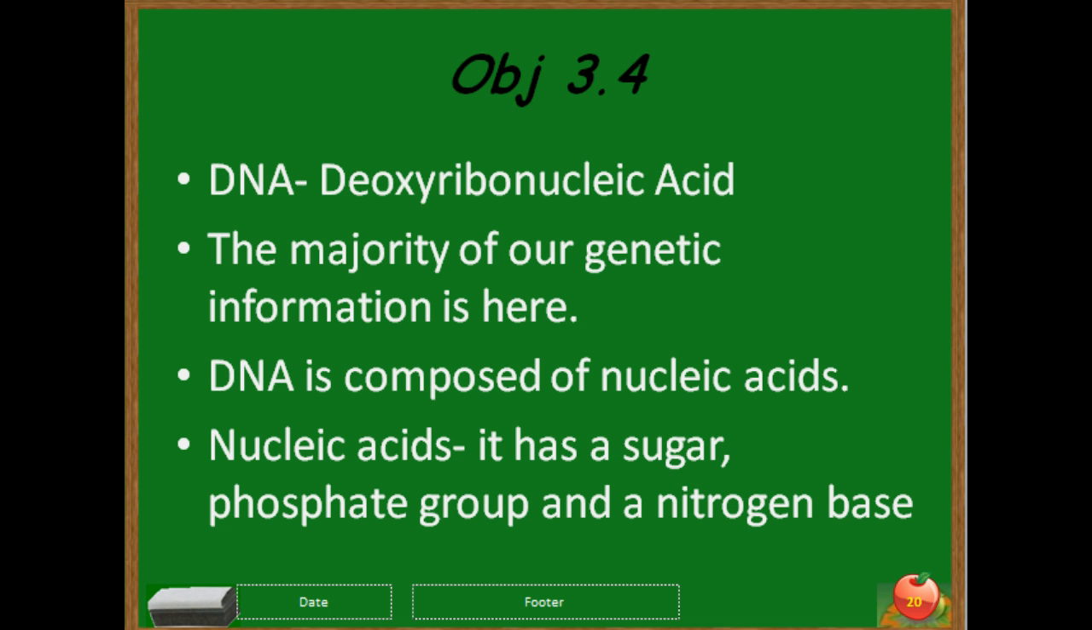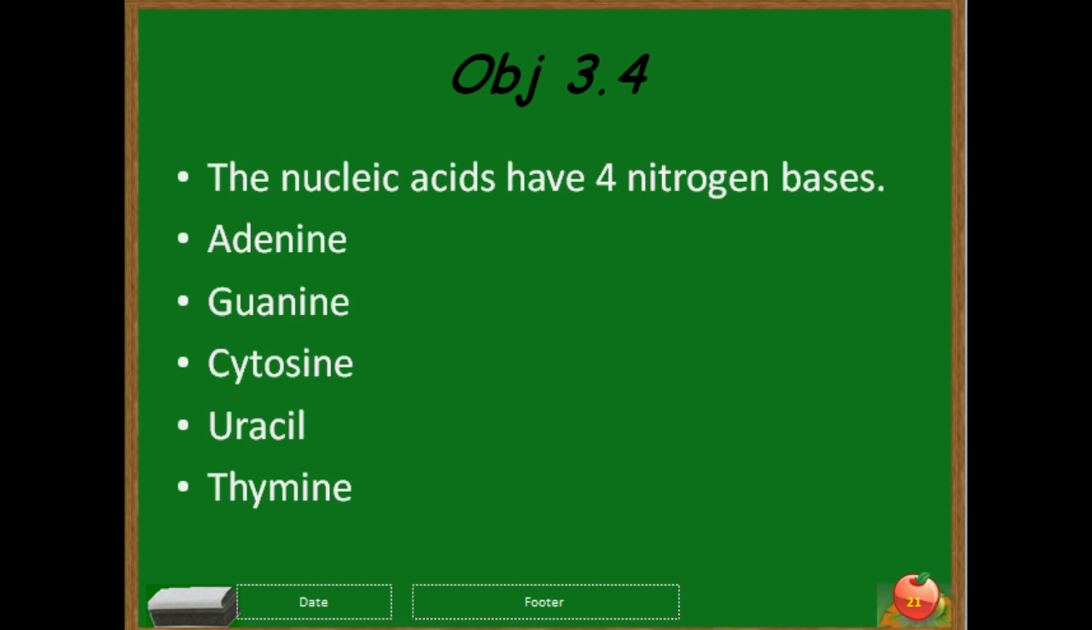Now, what's interesting is the human genome has about 3 billion base pairs to make a human. So it takes a lot to make you all you. Now, here are some of the bases. We have adenine, guanine, cytosine, uracil, and thymine. Okay, now what you will see is how they actually match up. We're going to put them into separate categories.